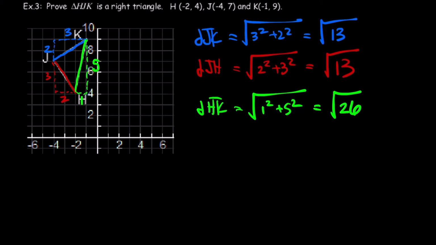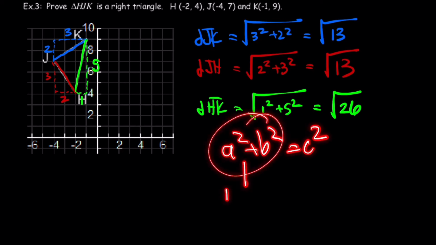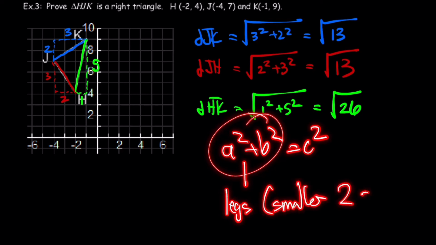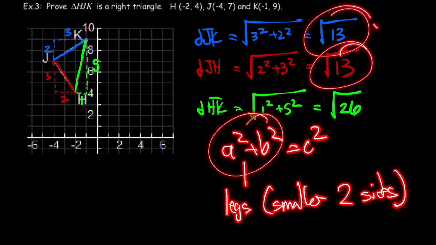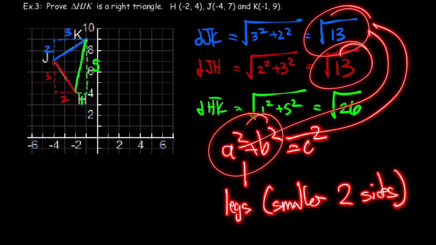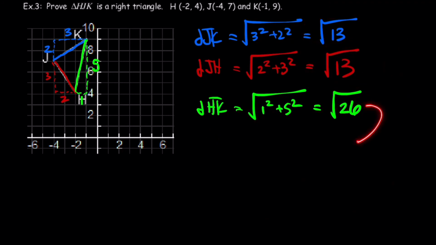Now, I know it's isosceles, but it doesn't ask for isosceles. It asks, is it a right triangle? So what we have to remember here is a squared plus b squared equals c squared. Now, you don't have to write it out, but what you have to remember in this theorem, these two right here are the legs. And that means the smaller two sides. So even if you didn't do this in order, you have to pick the smaller two sides to put here. And then the hypotenuse is the longest side.